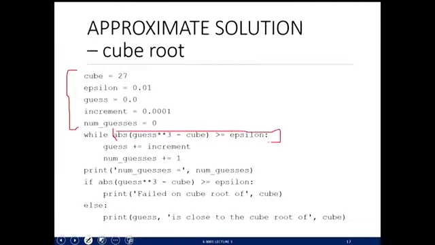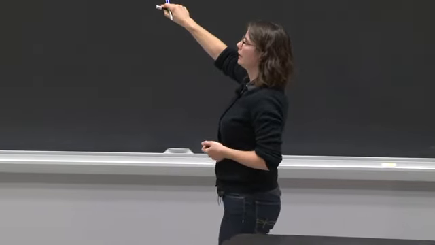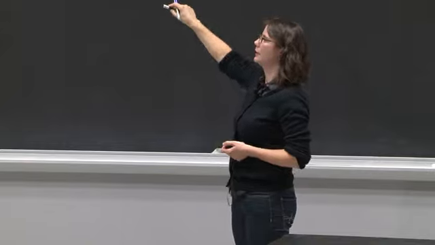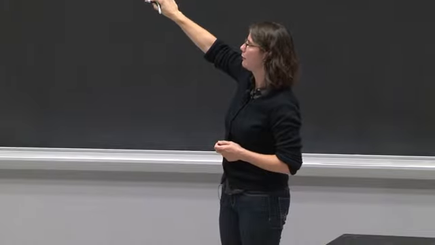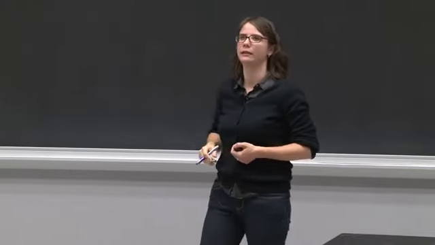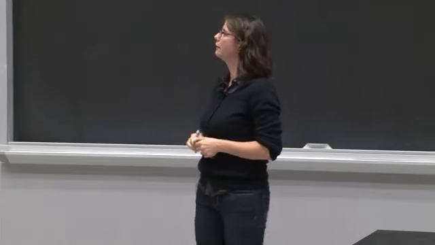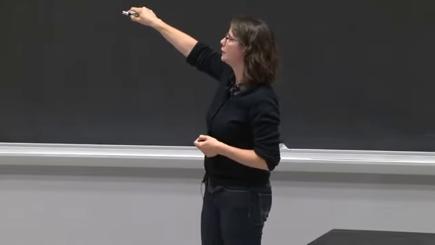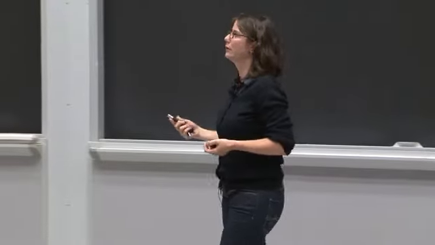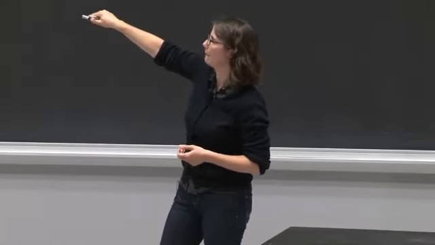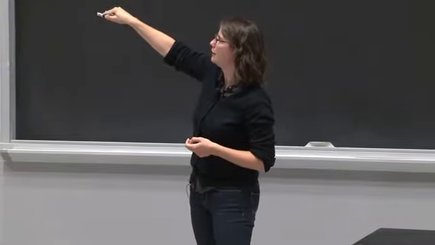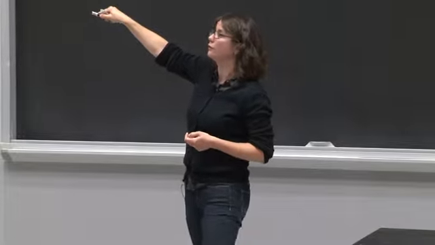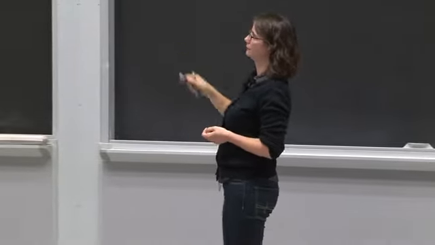This part is similar to the guess and check from before. So we're going to take the guess to the power of 3 minus the cube. So that's how far away we are from the actual answer. And if that's not good enough, so if we're still greater than or equal to the epsilon, then keep guessing. So we're going to be stuck in this loop where we keep guessing values until we've reached a guess that's good enough, until we're less than epsilon.